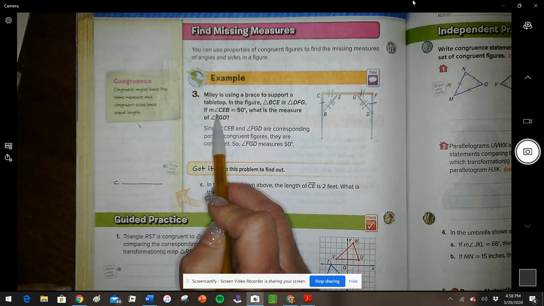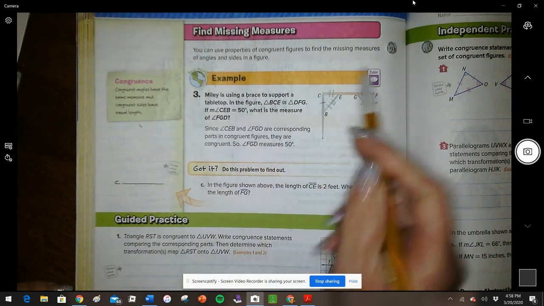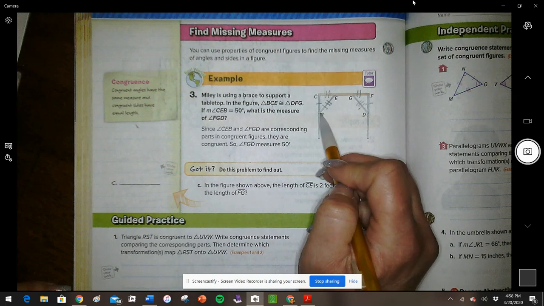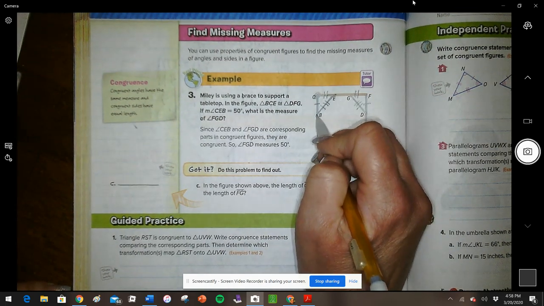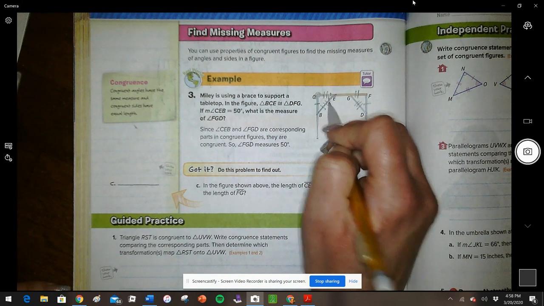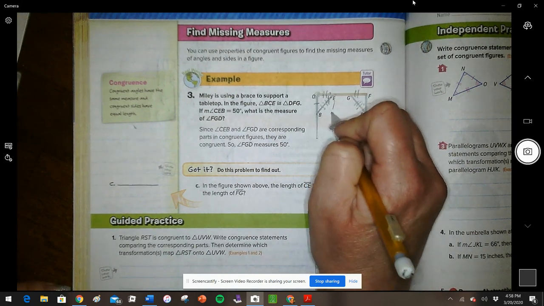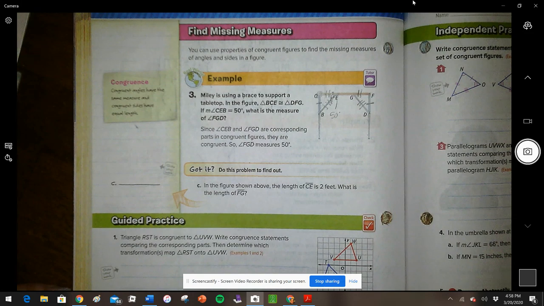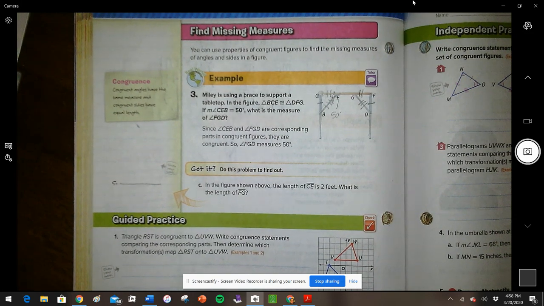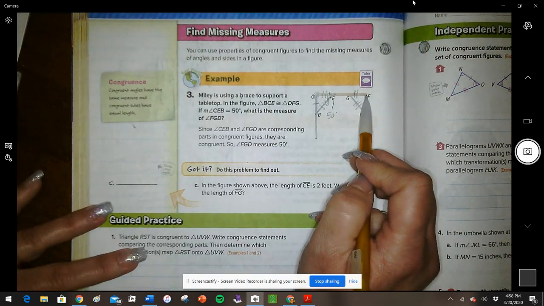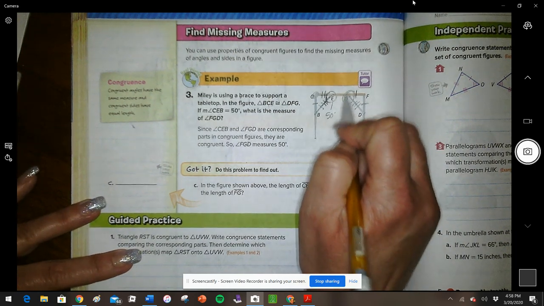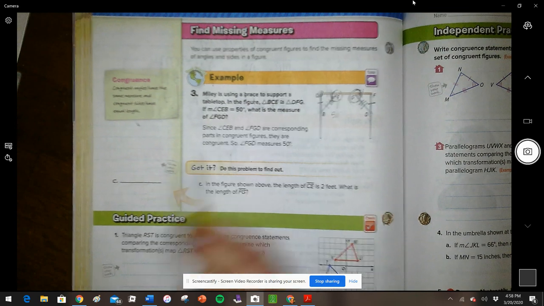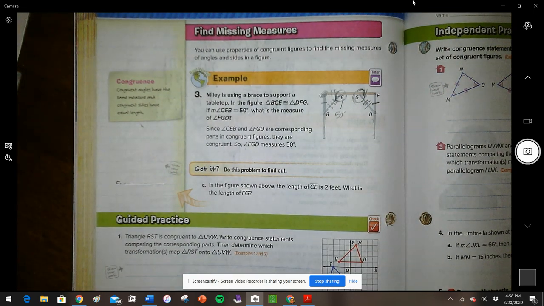And then it says angle CEB. So starting at C, going over to E, and going down to B, this angle in here is going to be 50 degrees. And so then it says, what's the measure of angle FGD? Well, angle E corresponds to angle G. So angle G also measures 50.